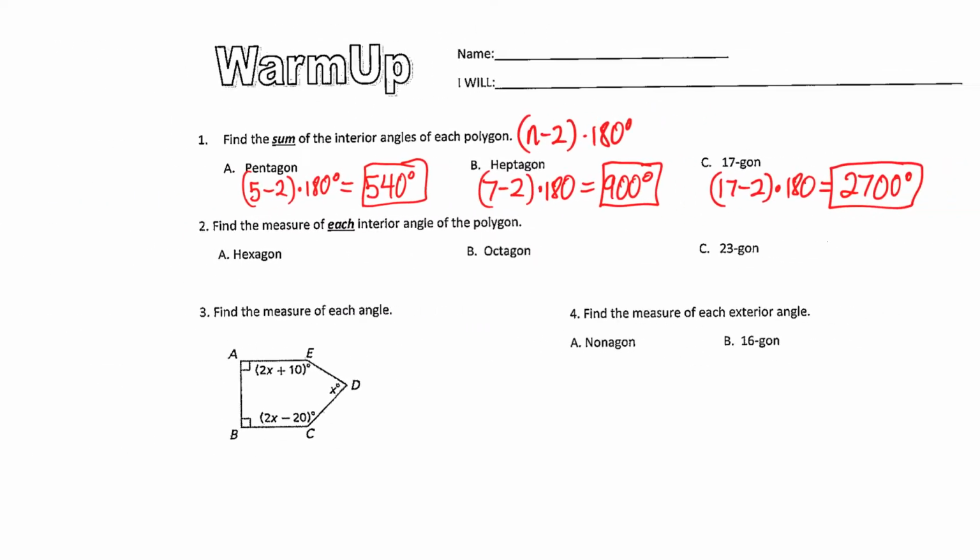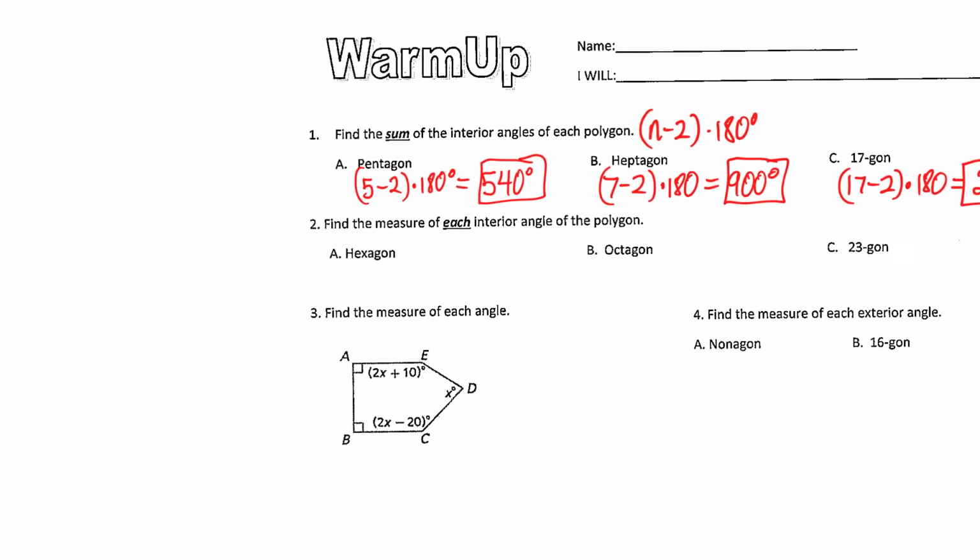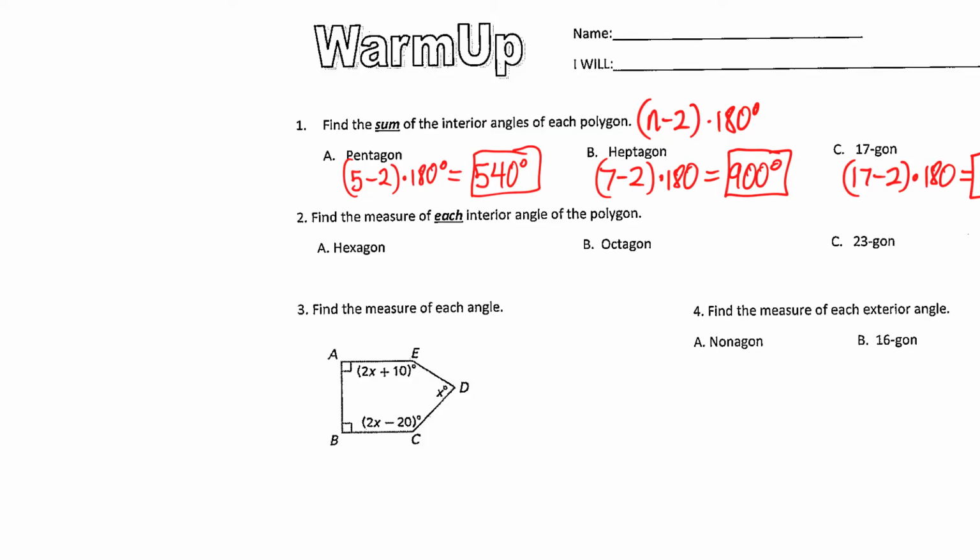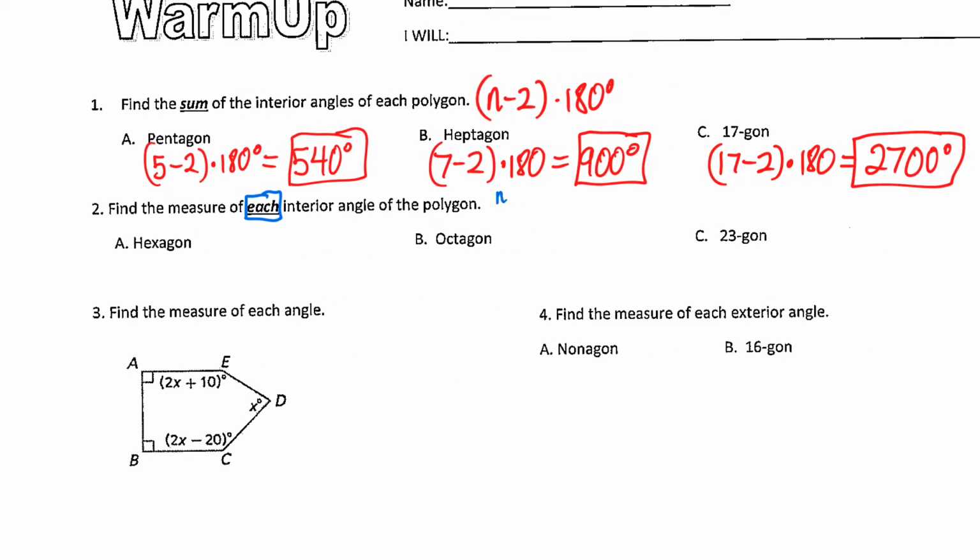Now, the next group says find the measure of each interior angle, and this is assuming that this is a regular polygon where all the sides are the same, all the angles are the same. So on this one, we do the total, n minus 2 times 180. But what do I do from there to find the measure of one of those? Divide it by the number of sides. So you take the total, n minus 2 times 180, then you divide that by how many sides or how many angles there are, and it tells you how big one of them is.